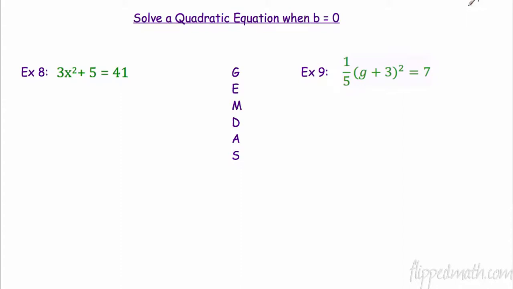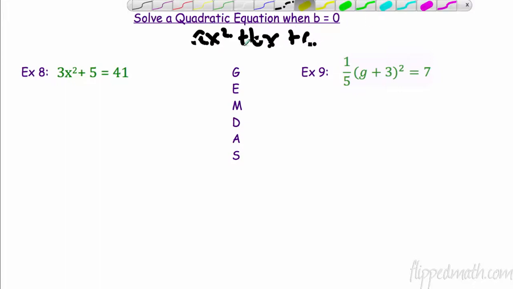Let's solve a couple quadratics now, and this is when b equals 0 we can do this. In other words, there is no x term. ax squared plus bx plus c. There is no bx term. All right, here we go. That was kind of crazy.